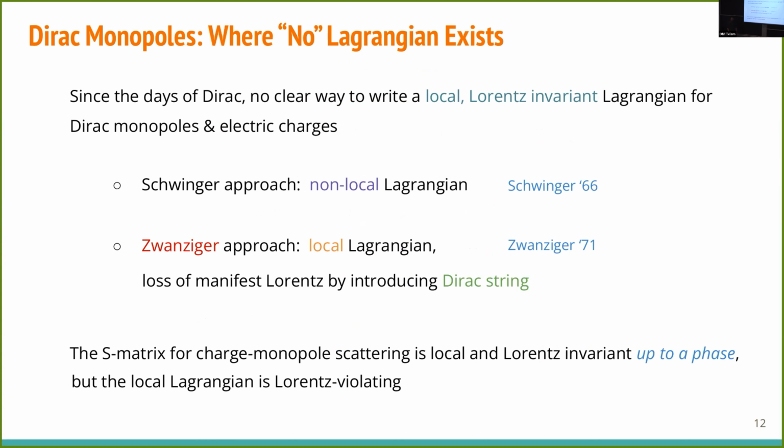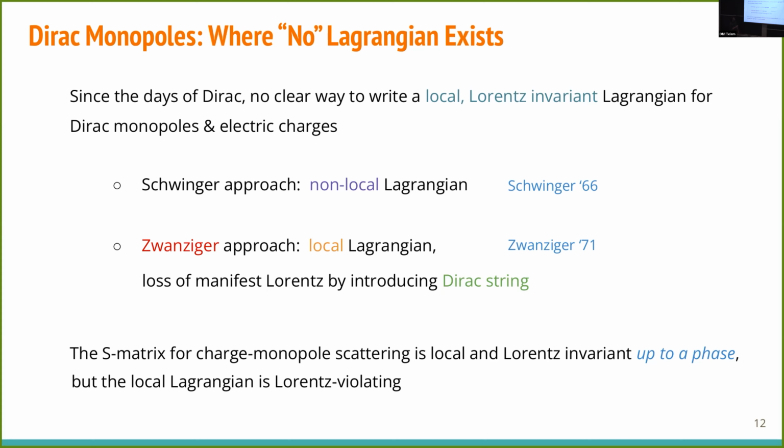So let's start. We're talking about Dirac monopoles here. These are just point particles as far as we're concerned. Since the days of Dirac, there's been no clear way to write a local Lorentz invariant Lagrangian for Dirac's monopoles and electric charges. Schwinger tried it, and what he wrote down is a manifestly non-local Lagrangian, though it was still Lorentz invariant.